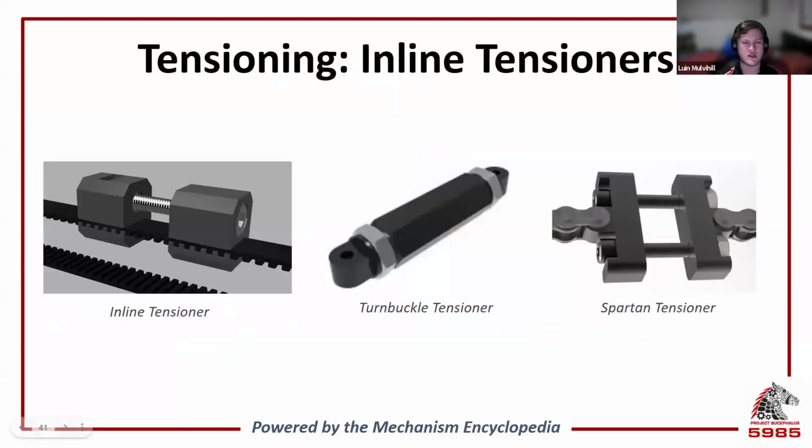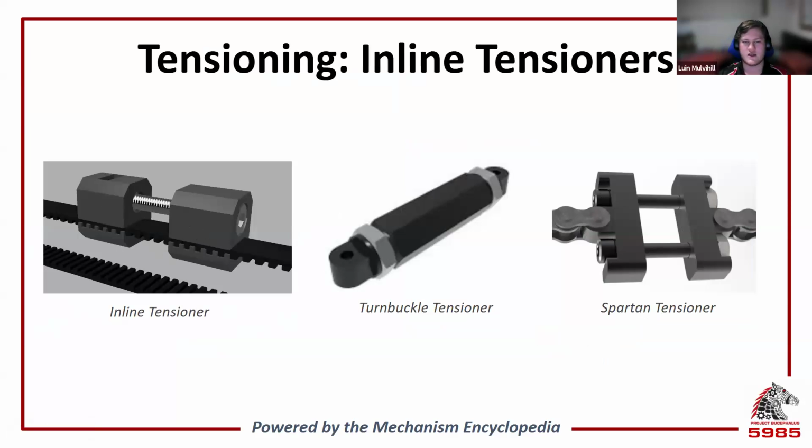In these cases, you can use an inline tensioner. This uses the second method of tensioning where you make the effective length of the chain, loop or belt shorter. For a belt, this involves clamping down on two parts of the belt and pulling them together by tightening a bolt. It bunches the belt up in between the two halves of the tensioner, increasing the tension.